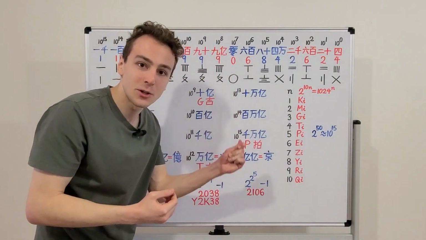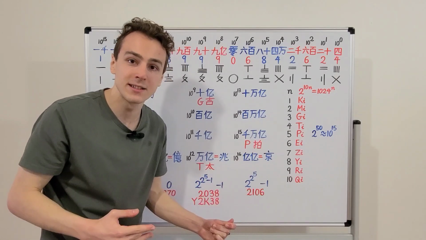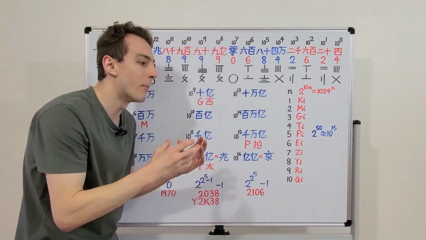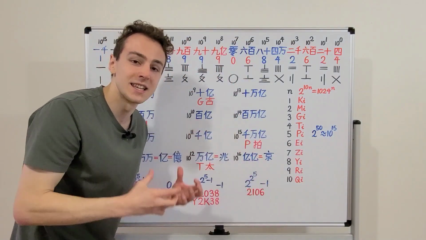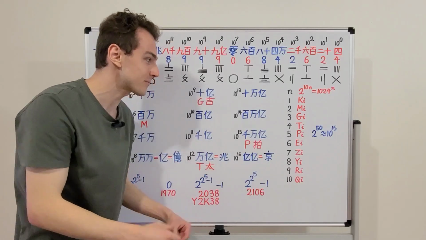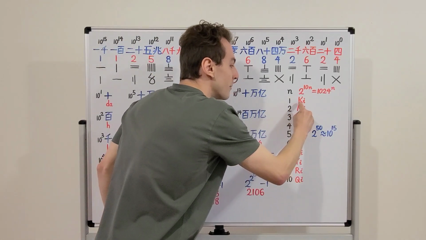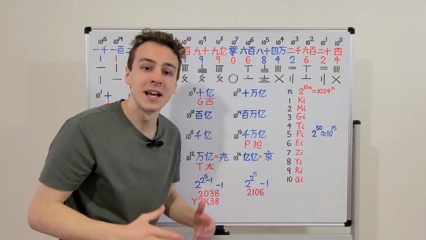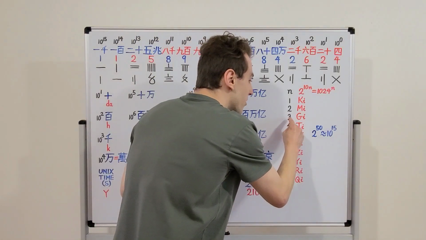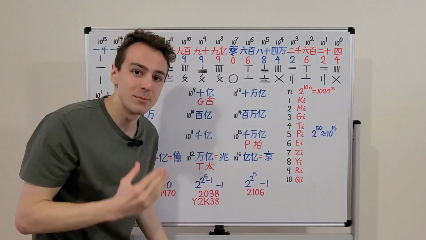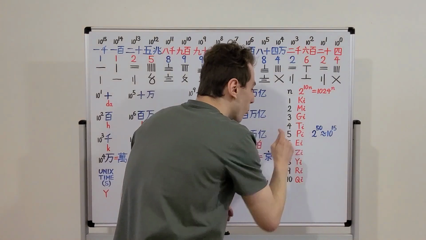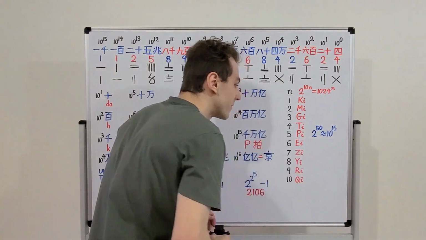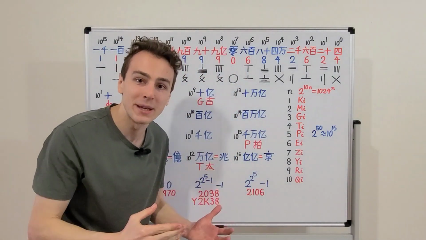So we're going to use the same letters as the base 10 metric prefixes, but we're going to add a lowercase i to indicate that we're talking about a binary prefix, which is analogous to the base 10 metric prefix. So for n equals 1, kilo becomes kibi. For n equals 2, mega becomes mebi. For n equals 3, giga becomes gibi. For n equals 4, tera becomes tebi. For n equals 5, peta becomes pebi.